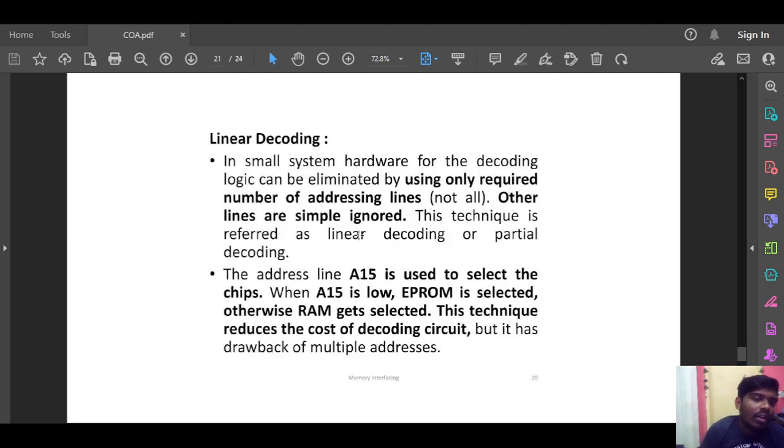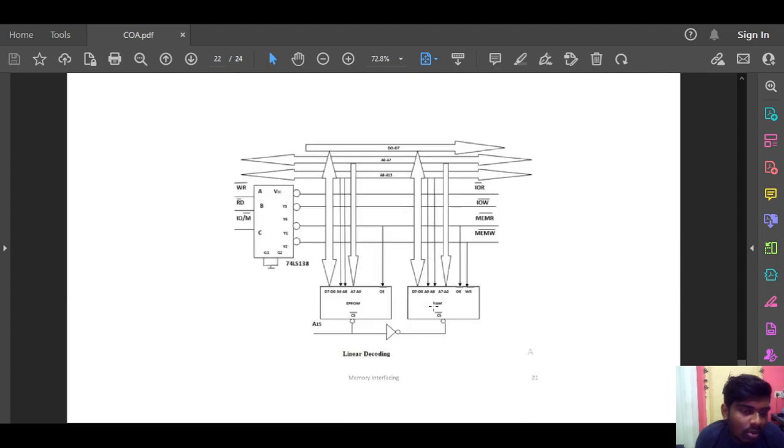And next we are going to see about linear decoding. In small system hardware, decoding logic can be eliminated by using only the required number of addressing lines. Other lines are simply ignored. This technique is referred to as linear decoding or partial decoding. The address line A15 is used to select the chips. When A15 is low, EPROM is selected, otherwise RAM gets selected. This technique reduces the cost of the decoding circuit, but it has the drawback of multiple addresses.